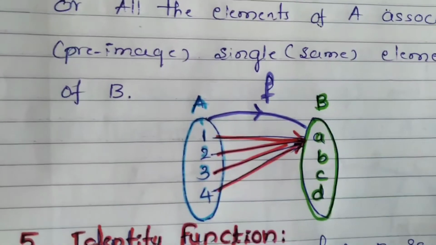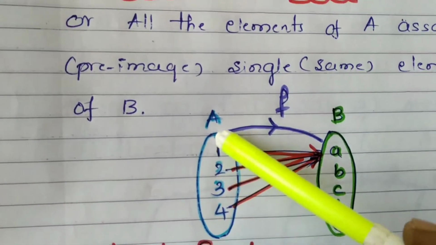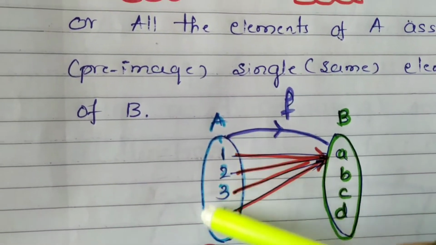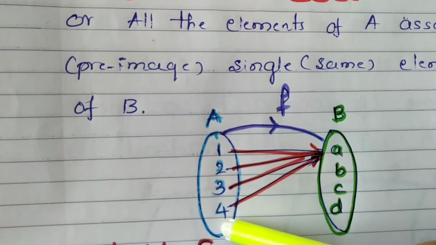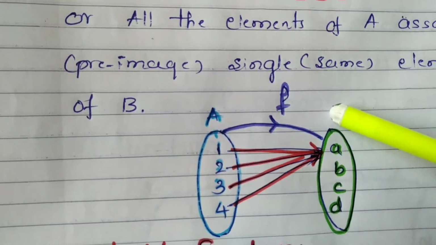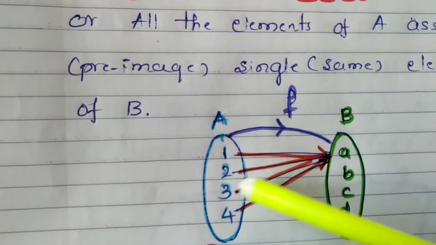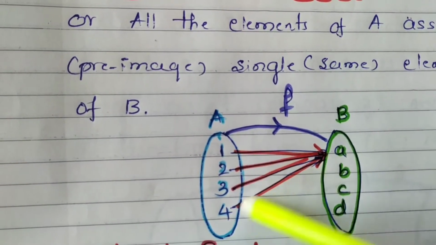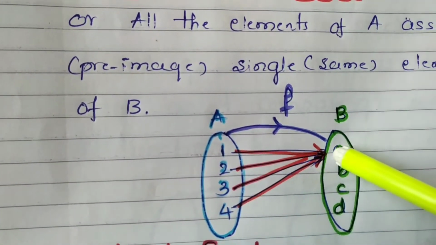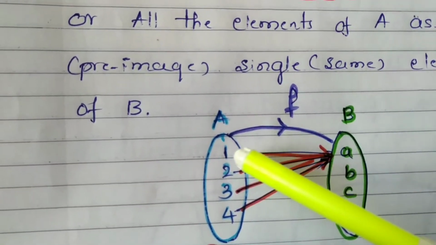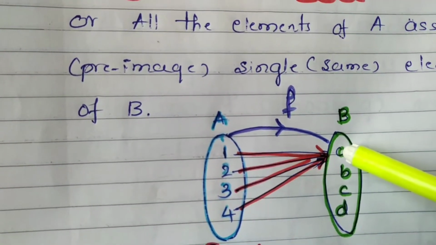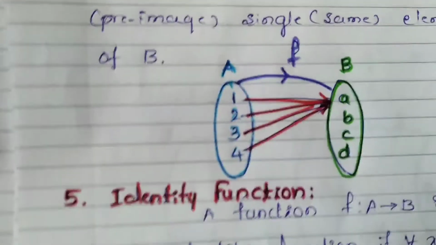This example has been given for the constant function. f from A to B is defined here. A is the set containing the 4 elements 1, 2, 3, 4. B is the set containing 4 elements, but all the elements of A are associated with a. The image of 1, 2, 3, 4 is only a. This function is called the constant function.